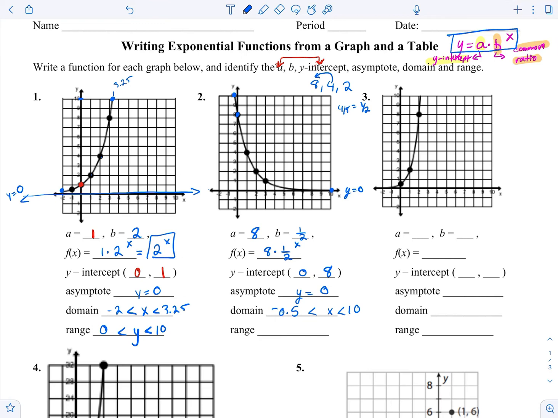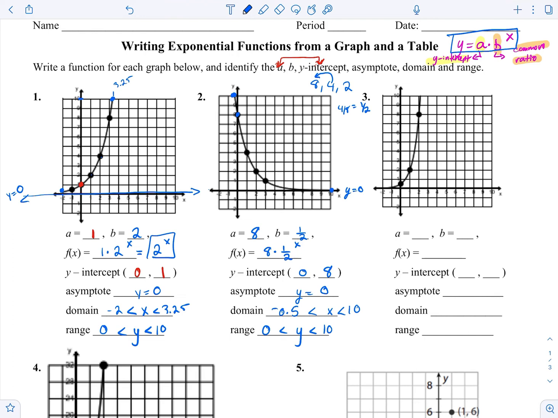And our range, now since our asymptote is at y equals 0, we know that our range goes from 0 and it goes as high up as right up here where y is 10. So our range is from 0 to 10.